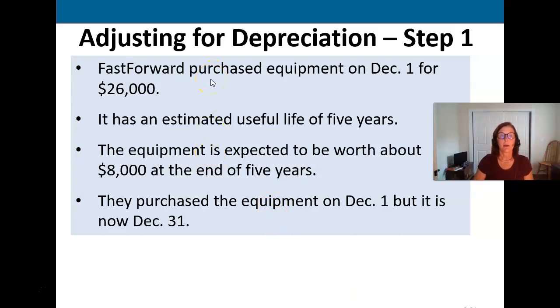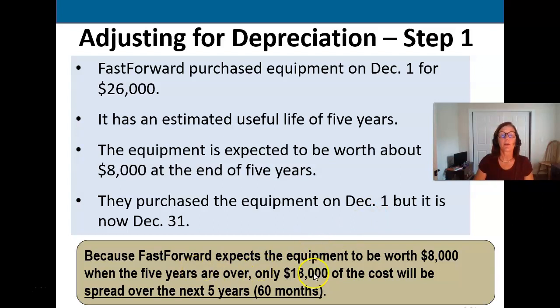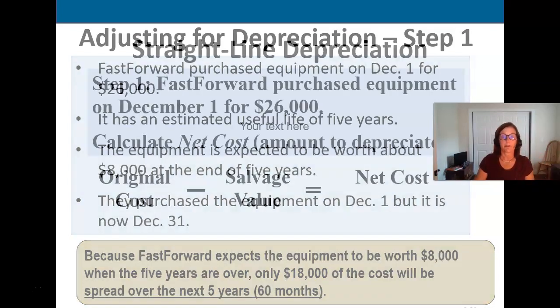And in this example, Fast Forward purchased equipment on December 1st for $26,000. We think we're going to use this for 5 years. We think it's going to be worth about $8,000 at the end. And so we purchased it on December 1, but now here we are at the end of December. So because we think it's going to still be worth $8,000 at the end, we're going to subtract that from the cost. And then we're going to spread the remainder of $18,000 over the next 5 years, or 60 months because we're preparing monthly financial statements here.